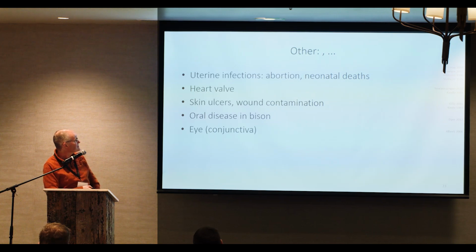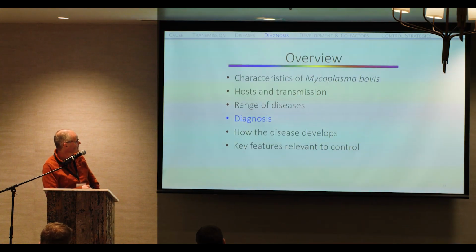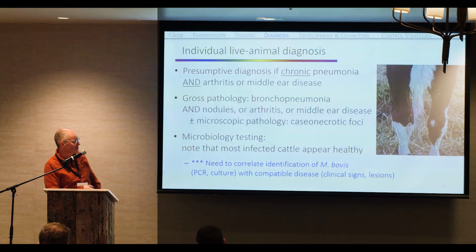There are other various manifestations. We really don't see these very often, but if there's uterine infection with Mycoplasma bovis, it can cause abortion and neonatal deaths. We can get infections on the heart valves, skin lesions, and conjunctival lesions as well, but those would be less common. How do we diagnose Mycoplasma bovis?